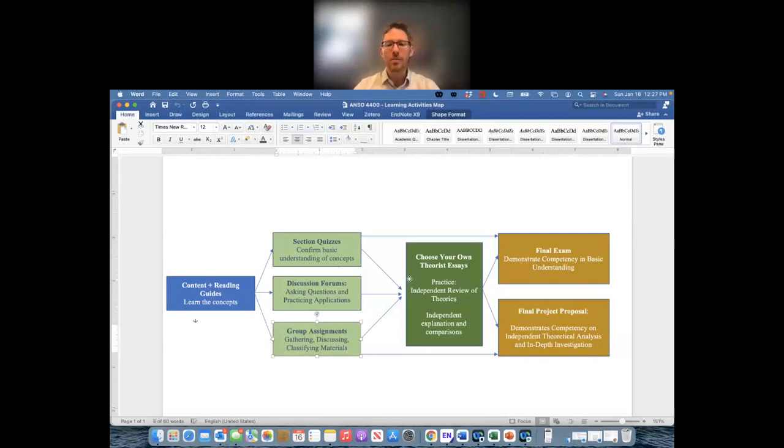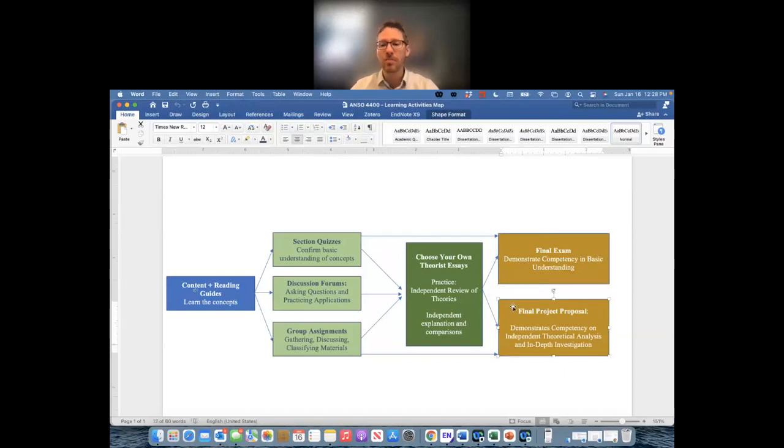These all will help you in the Choose Your Own Theorist essays, which are a practice of independent review of the theories and providing independent explanations and comparisons. You will use everything that you've done before then to build up and submit your own essay. Then we have the final exam, which will solidify that you do have competency and basic understanding. Remember, this is going to be pulled largely from the quizzes. It should not be too difficult.